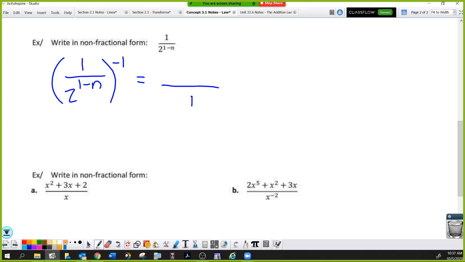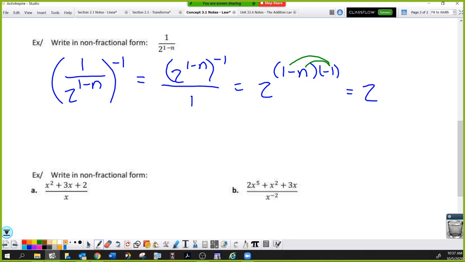But now here's what I have on top. And when you raise a power to a power, what do you do? You multiply the exponents. So I have a 1 minus n times a -1, and you distribute that -1. This, by the way, is way too much work for this, but it gets you the answer because Krill is being cute. But it gets us 2 to the n minus 1.